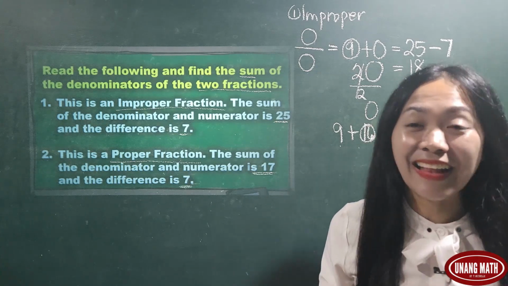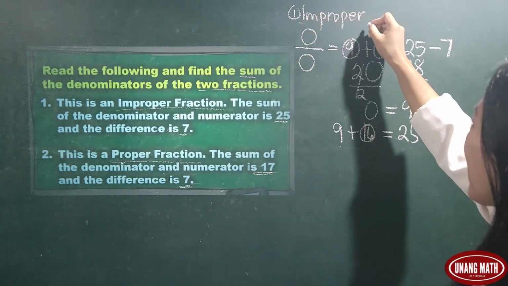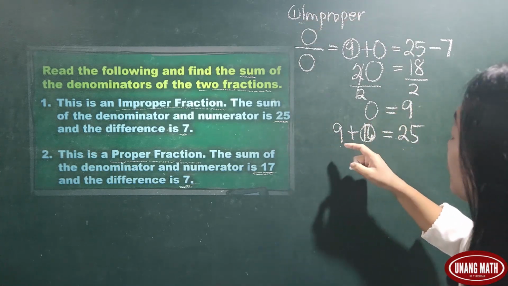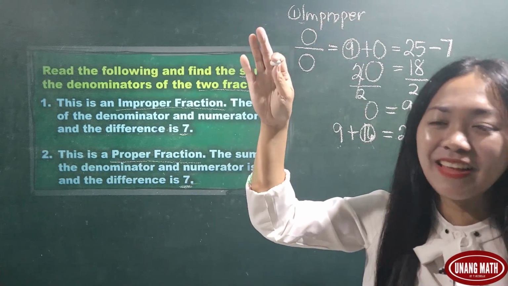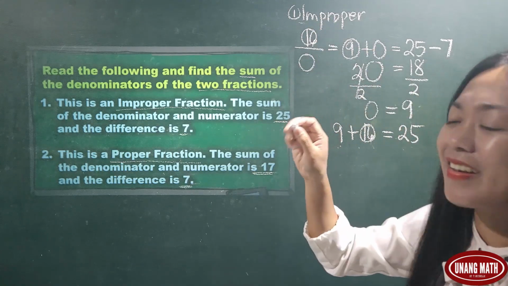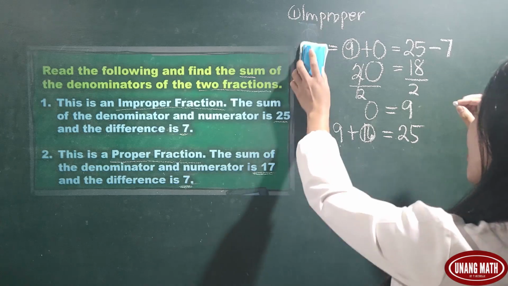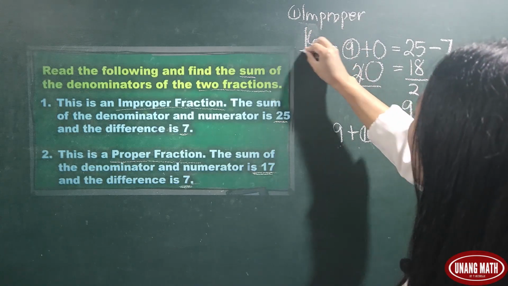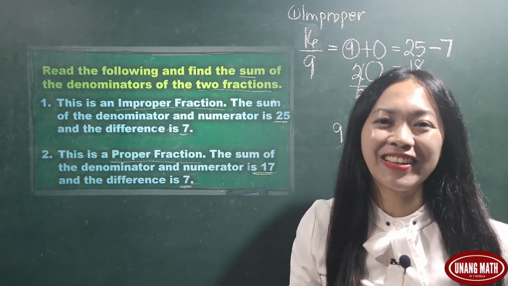Okay, ngayon alam na natin ang dalawang mga numbers para makakreate tayo ng improper fraction. So, we have 9 and 16. Improper fraction, numerator is higher than denominator. So, 16 is higher than 9. So, 16 over 9. Okay, so i-rewrite natin, 16 over 9 ang ating improper fraction.